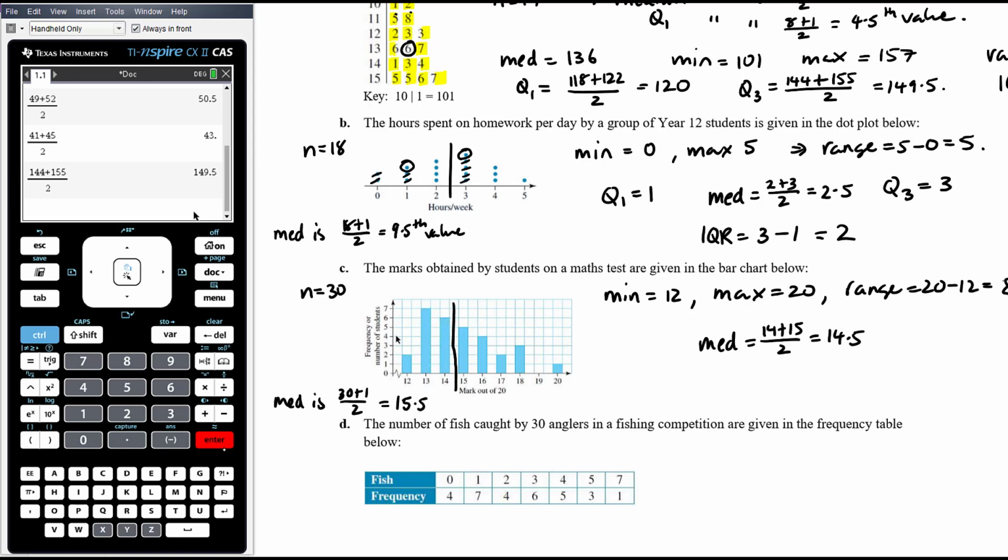which means that we've got 15 bits of data in the first half and 15 bits of data in the second half. If you've got 15 bits of data, adding 1 and dividing by 2 tells you the 8th piece of data is the middle piece of data. 1, 2, 3, 4, 5, 6, 7, 8. That's Q1 there, which is a 13.